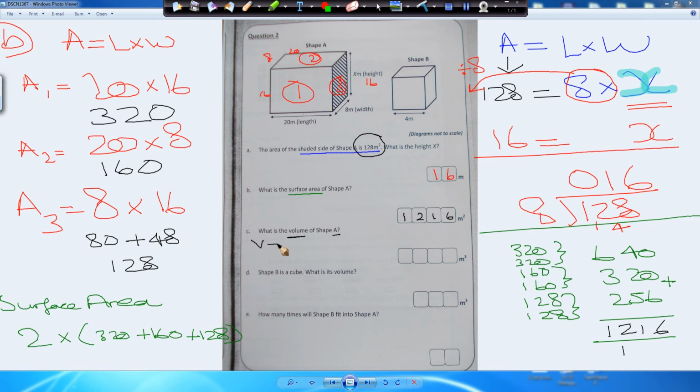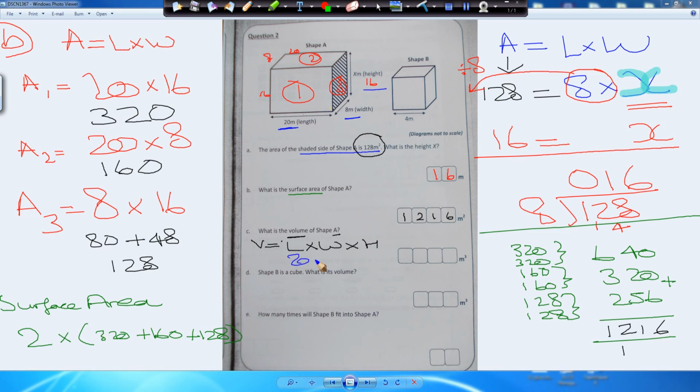So volume is equal to, quickly, the formula: length times by width times by height for a cuboid. So let's put the values in for that. Muniba, give me the length, width and height of our shape. Over here, this shape.